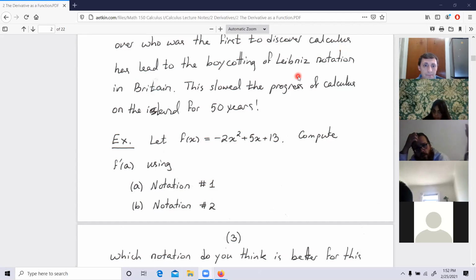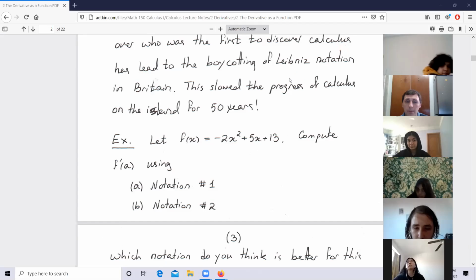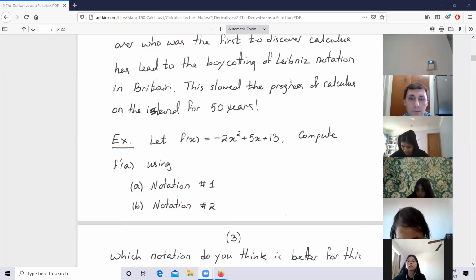Well, obviously the answer will be the same. It should be minus 4a plus 5, but my point is not the answer. My point is how long does it take you to carry out this procedure? And which of those two procedures is better? I want to ask that. You understand? Which of those two procedures is better and why?